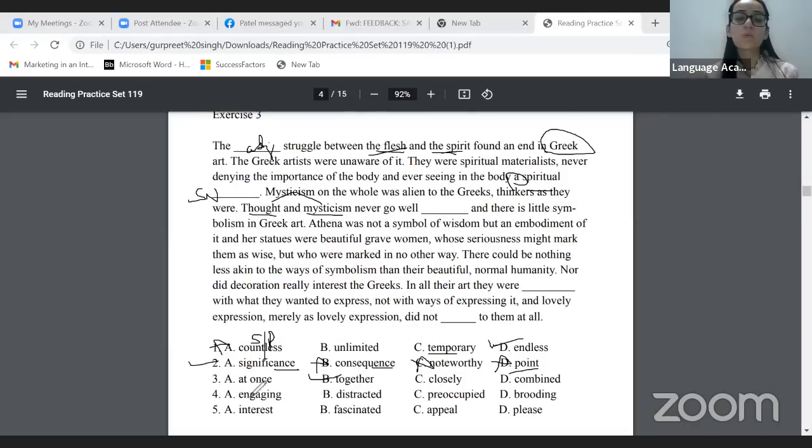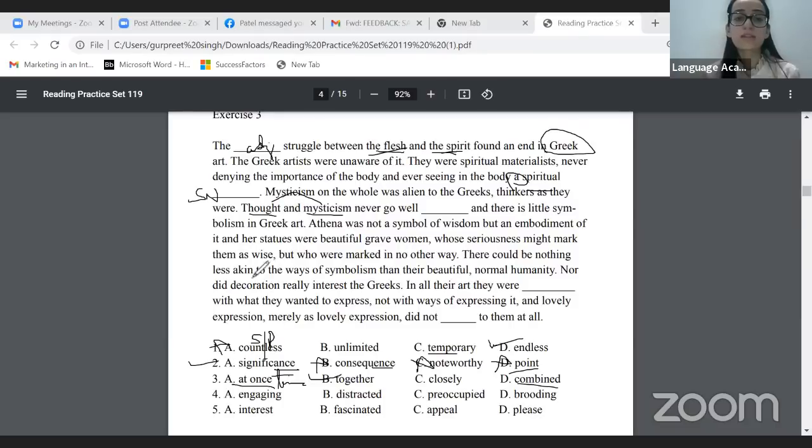We cannot say at once because at once is used in relation with time. Closely or not closely: they never go well closely. So thought and mysticism are two abstract things. At least we know this, that thought is an abstract thing. So there's nothing about closeness or not closeness here. And combined, nobody's telling us to combine our thought with mysticism, a word whose meaning we don't even know. So we can just say, okay, these two things don't go together.